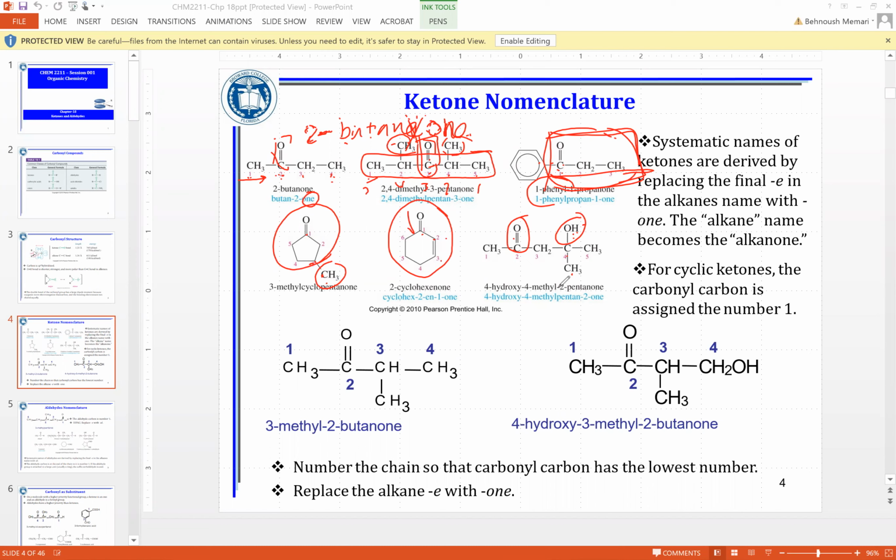Any questions? Like in this example, even though OH is on carbon 1, you still have to number from the side that is closer to the CO double bond. So the OH would actually be located on carbon number 4. That gives 4-hydroxy-3-methyl-2-butanone.